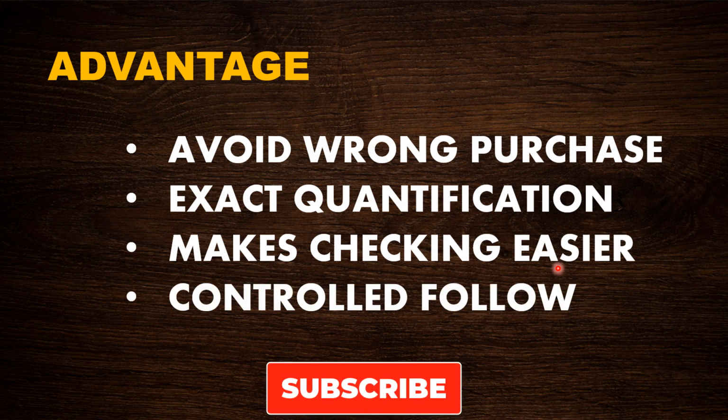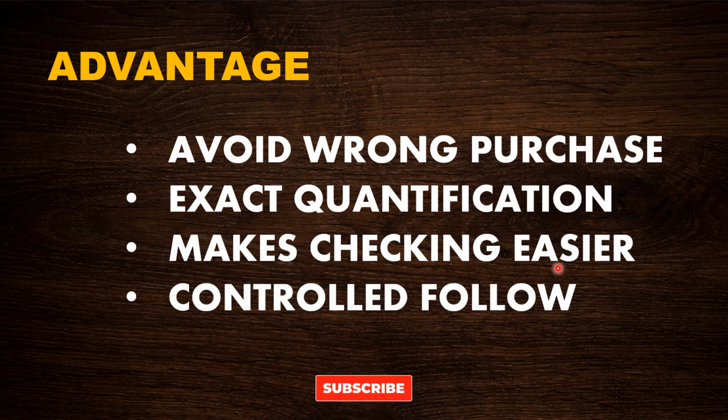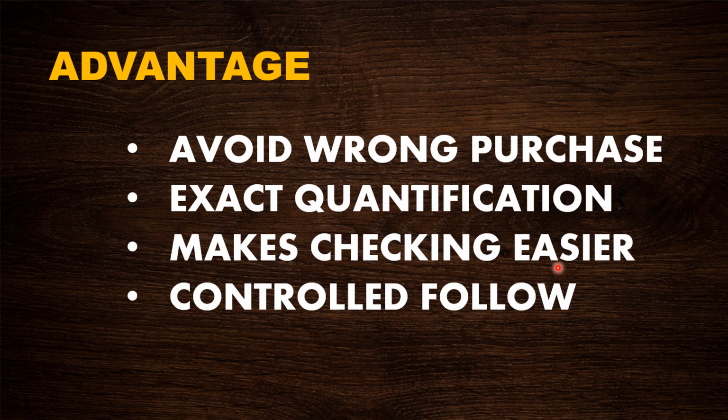And then controlled follow-up. What is controlled follow-up? Let's say that you have listed a material. Now if something goes wrong in future and somebody says that you have missed this item, that it is not there in the drawing, you can go back and check whether this item is really required or not. For that, this document will be really required. If there is no such document available, you will not be able to justify your claim.